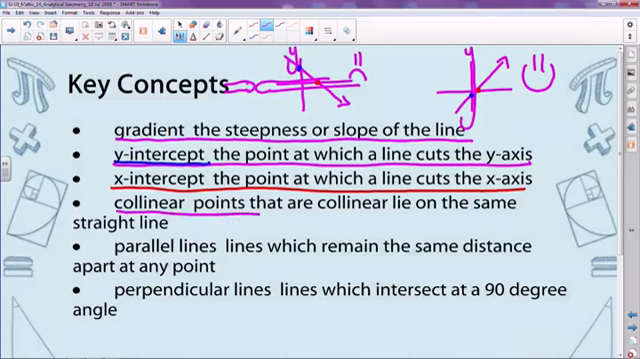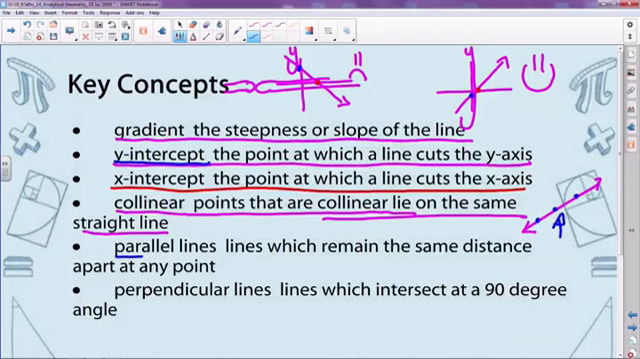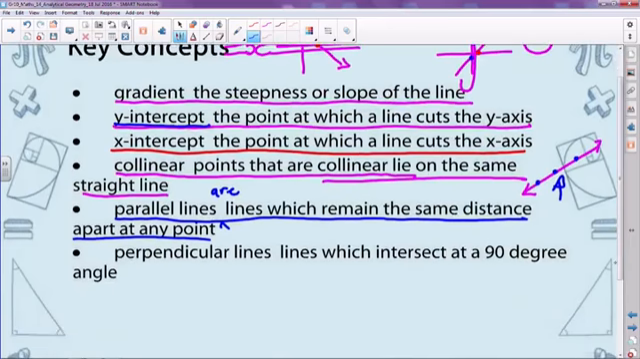Okay, collinear points are points that lie on the same straight line. So if we've got a straight line and we need to prove that 3 points are collinear, we need to prove that they all lie on that straight line. Parallel lines are lines which remain the same distance apart at any point. And lastly, perpendicular lines are lines which intersect at a 90-degree angle.